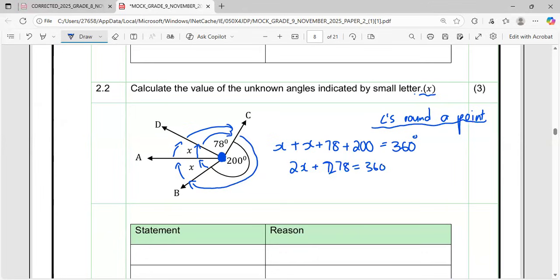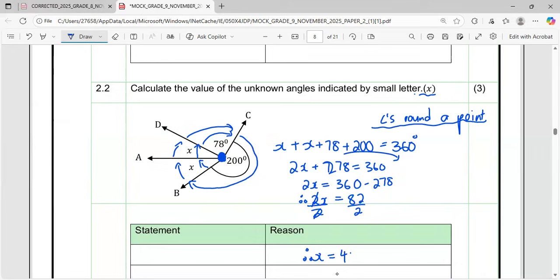We take this one over to that side. We are left with 2x equals 360 minus 278. Finally, we have 2x equals, how much is 360 minus 278? Quickly, whoever has a calculator, which you should be having. 82. Yes. So this is going to give us 82, and then this 82 divided by how much? By 2. So now that 2 cancels that one. So finally, we have x is how much? 41.